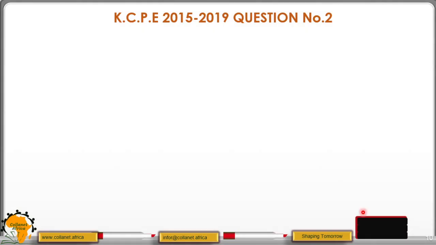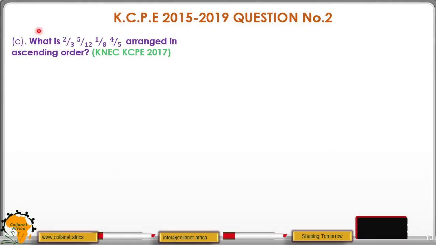So that's the answer. In 2017, this was the question. You arrange these fractions in ascending order. Ascending means increasing order. Which one is bigger than the other, or which one is less than the other? But in this format, you will not be able to know which one is greater or smaller than the other.